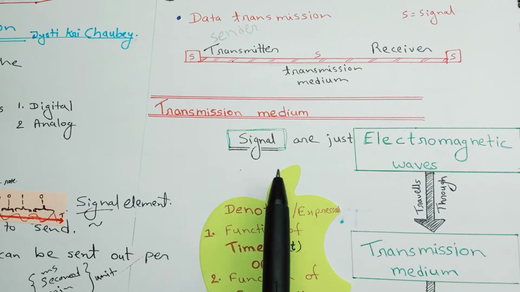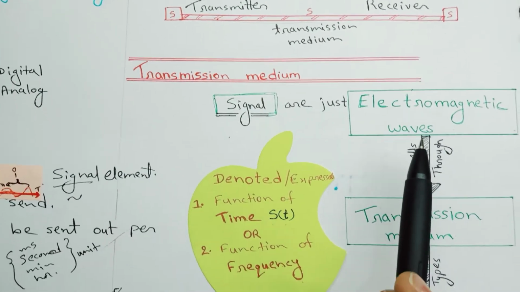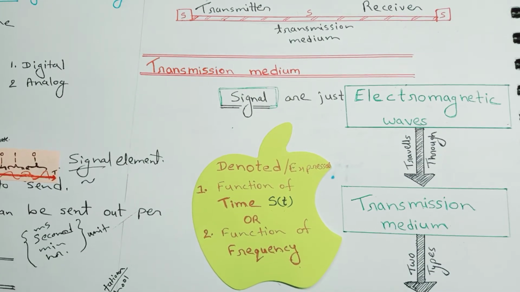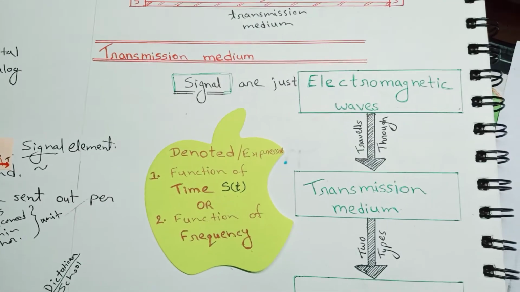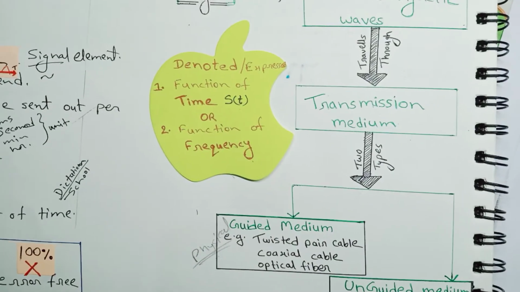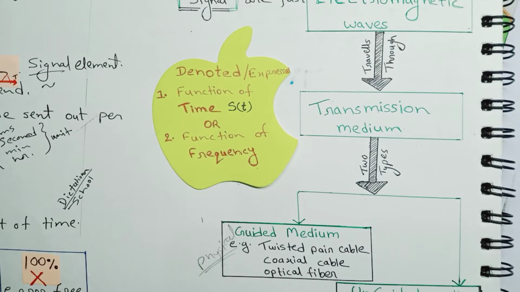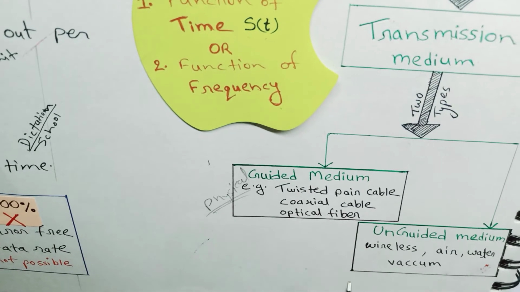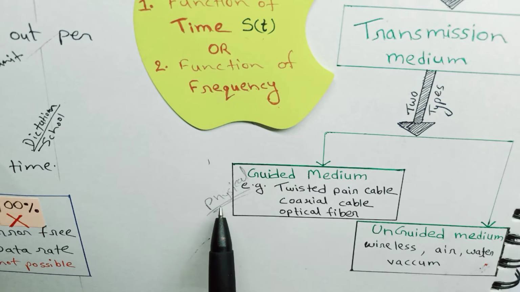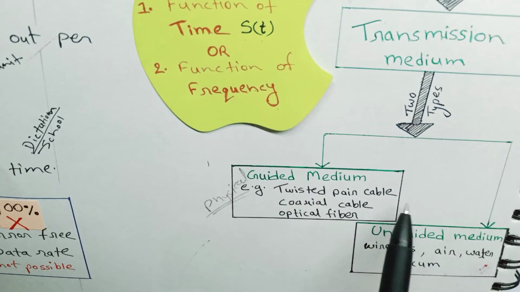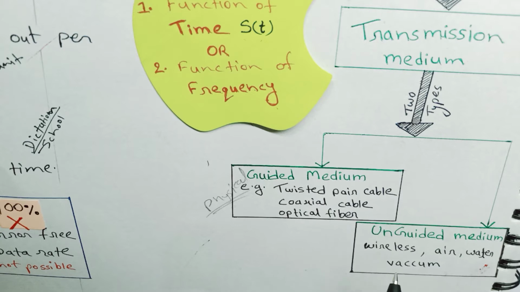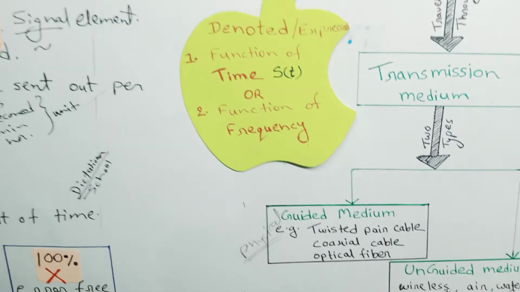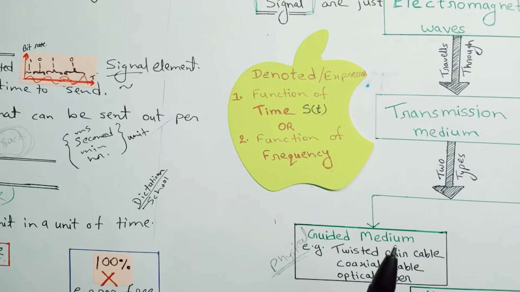Transmission medium. Signals are just electromagnetic waves traveling through a transmission medium. There are two types: guided and unguided. Guided medium is physically present: twisted pair cable, coaxial cable, optical fiber. Unguided medium is wireless: air, water, vacuum. Okay, these are the mediums.